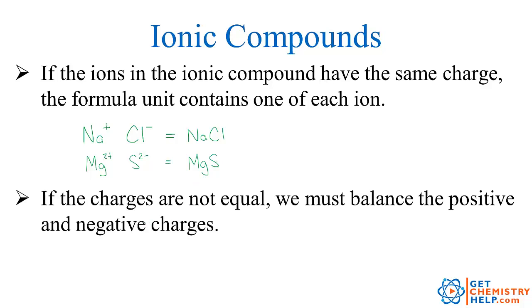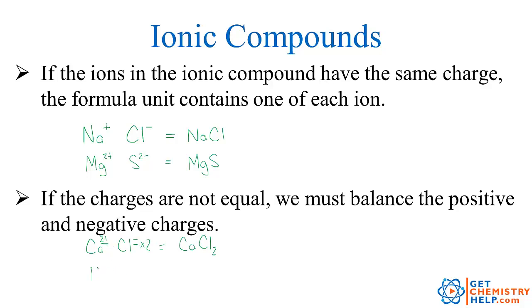If the charges aren't equal, then we have to balance the positive and negative charges. For example, let's say we had a calcium ion combining with a chloride ion. What's the charge on calcium? You can look on a periodic table and you see it's in group 2A, so it must be 2+. Chloride is 1 away from the noble gases, so it must be 1 negative. In this case, a 2 positive will not balance out a 1 negative. If I have 2 positives, I need 2 negatives. So I'm going to have 2 of those chlorides to balance it out, and I put a subscript 2 here. So 2 positive calcium is balanced out by two 1 negative chlorides. You can think of it like I need 2 of these to balance out the calcium.